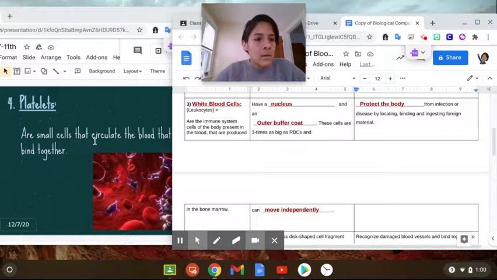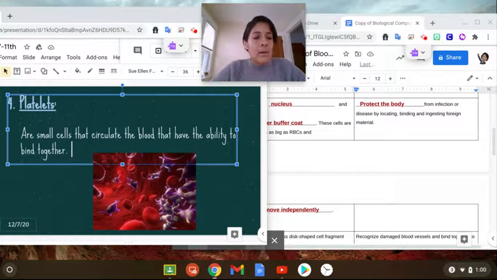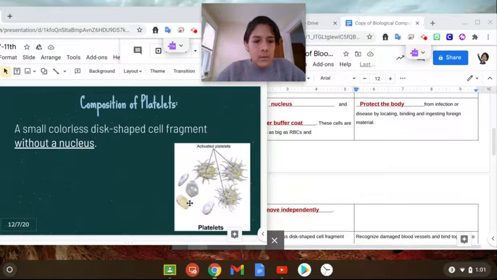Okay. So platelets are our last part of the blood that we're going to talk about. These are small cells that circulate the blood and have the ability to bind together. Platelets are small colorless disc-shaped fragments. So they kind of look like plates. That's how they got their name.